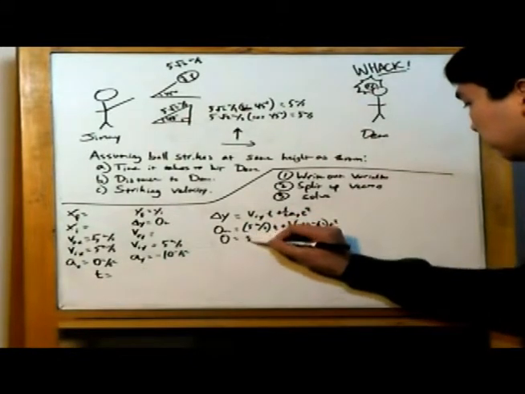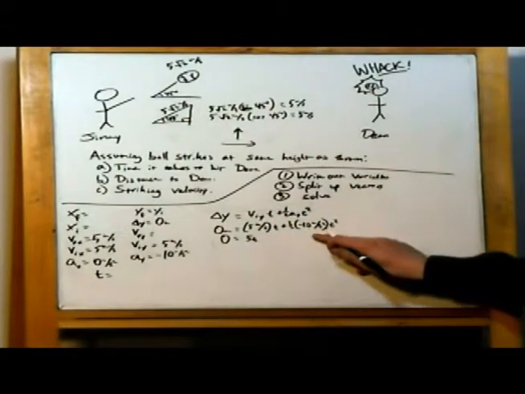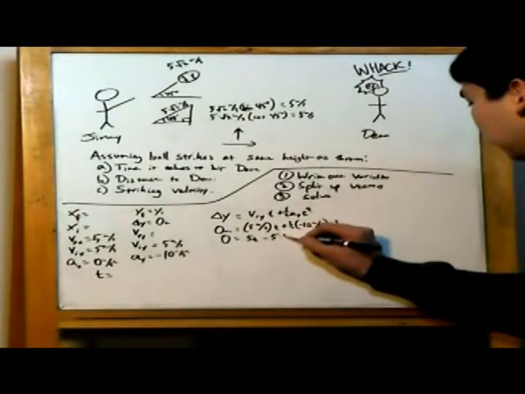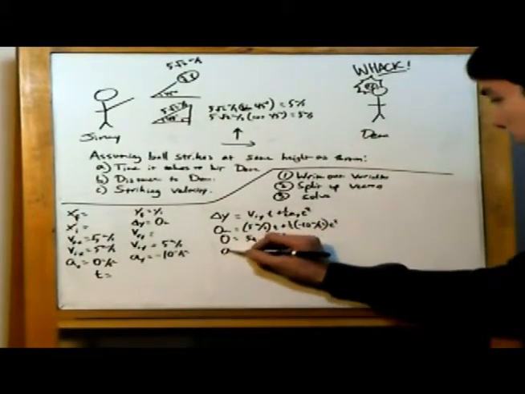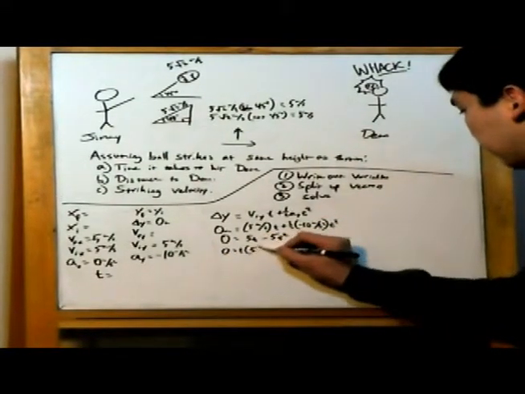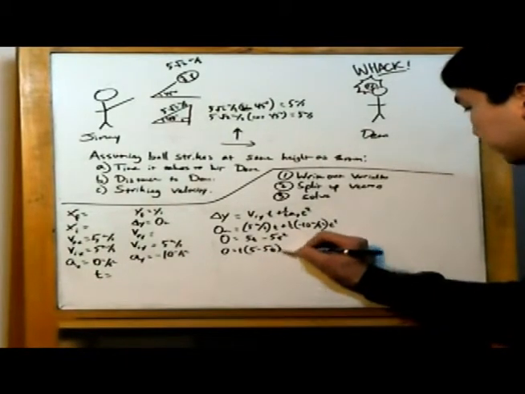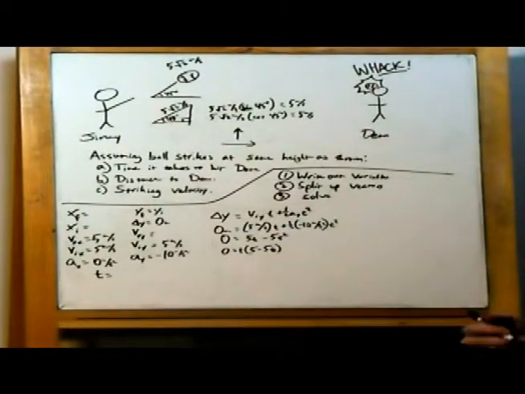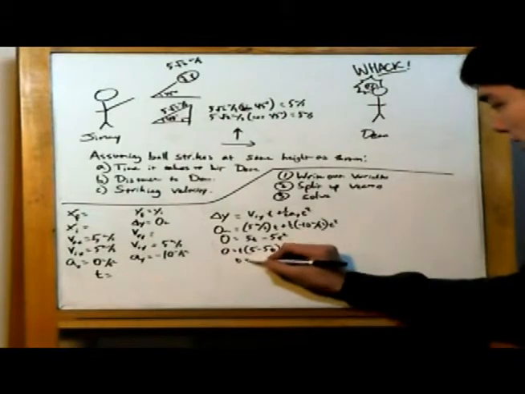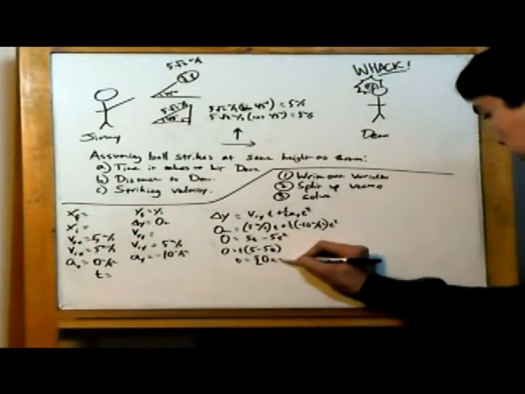So we get 0 equals 5t, and so that's 1/2 times negative 10 minus 5t squared. So let's factor out the t. We get t times 5 minus 5t. So we do some algebra and we'll find out that there are 2 answers for t. T is going to either be 0 seconds or 1 second.